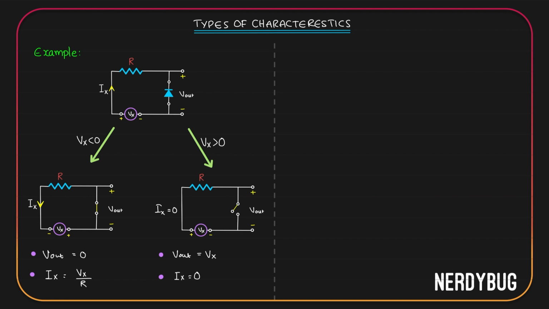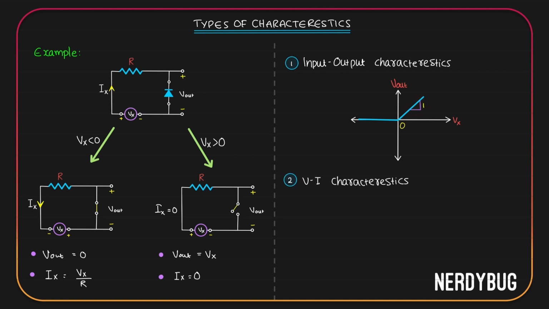Now, the first characteristics we are going to plot is the input-output characteristics. It will look like this. We take the input on the x-axis and output on the y-axis. When input is negative, output is 0. When input is positive, output is equal to the input. So the slope of graph over here will be 1.